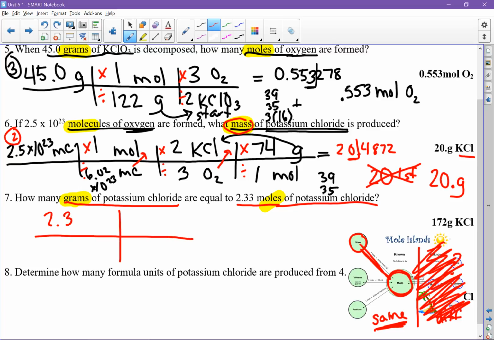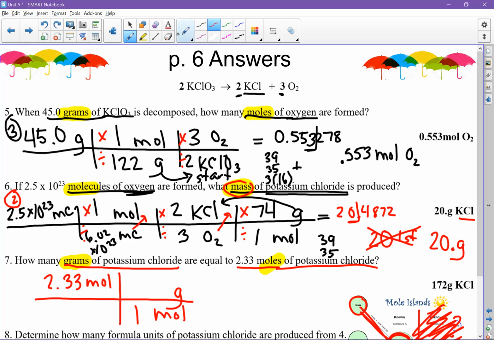So I'm going to start with 2.33 moles. It's going to go down. I want to end at grams. You know to write 1 with the mole. For grams, you need to find the molar mass. There was only one chemical here, so it is potassium chloride. But you have to know what is potassium chloride. So go back up to the reaction. Here's potassium chloride right there, potassium and chlorine.